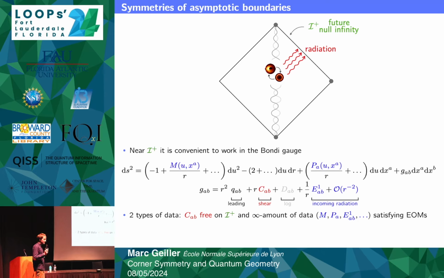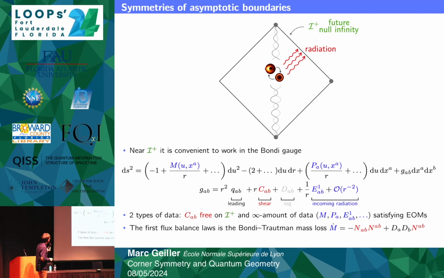The important point that I want you to remember is that there are 2 types of data here, only 2 types of data. The red data, namely the shear, is data which is completely free on Scri plus. You have to specify the time dependency of the shear everywhere on Scri plus. And then there is an infinite amount of blue data, and this blue data is only corner data. It's data which satisfies evolution equations in retarded time on Scri plus, so for which you only need to specify initial conditions at a cut of Scri plus. So this is the corner data, and this is the data on all of Scri plus, the red and the blue data.